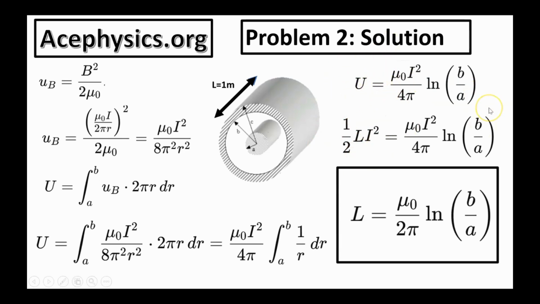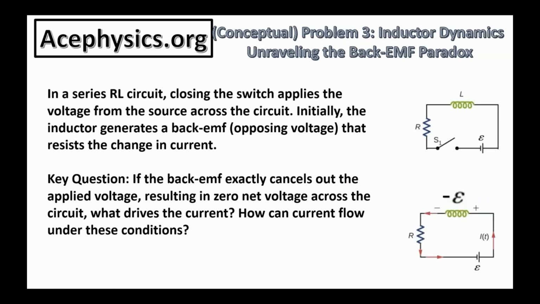This equality always holds true, and for this problem, this allows us to solve for the inductance of this coaxial cable, and we find that the inductance is mu naught over 2 pi times the natural log of b by a. Problem number 3 is a conceptual problem.